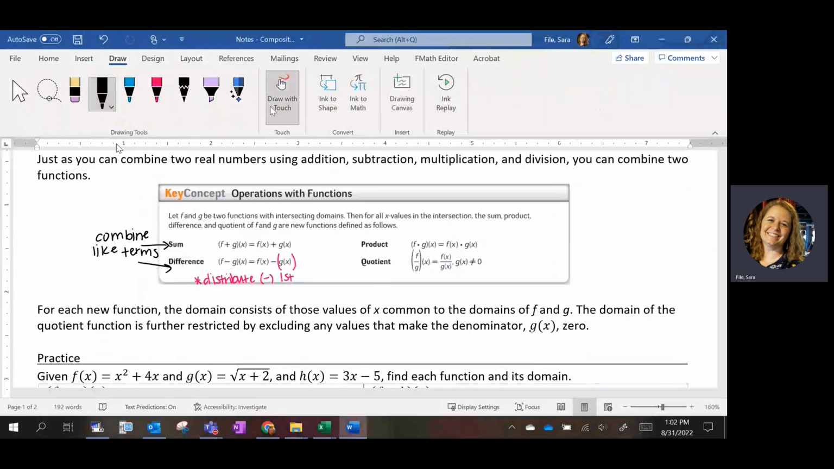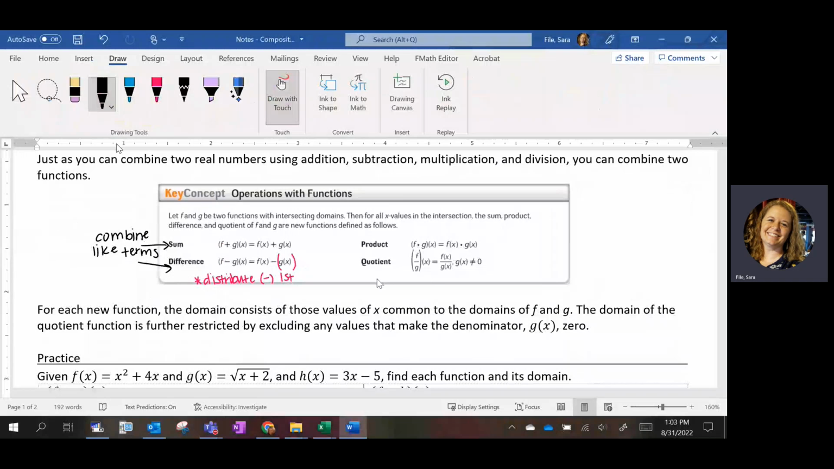All right, now for the product, this is a solid dot for multiplication. That would be read as f times g of x, which is the same as writing f of x times g of x. Depending on what the terms are in those functions, you're probably going to have to do some sort of distribution. It could be double or triple distribution, depending on how many terms there are. Lots of distributing and then simplifying, combining like terms.